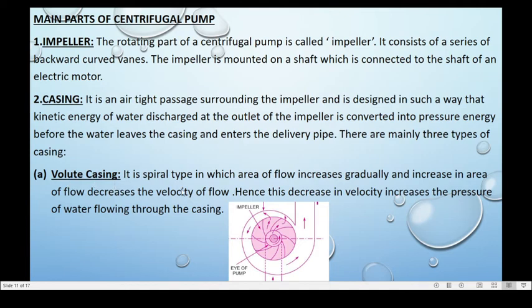First is the volute casing. This type of casing is a spiral type in which the area of flow is gradually increasing, and the increase in area of flow decreases the velocity of flow. So area increases, velocity decreases. Hence, the decrease in velocity increases the pressure of water flowing in the casing. So as the velocity decreases, the pressure energy increases.